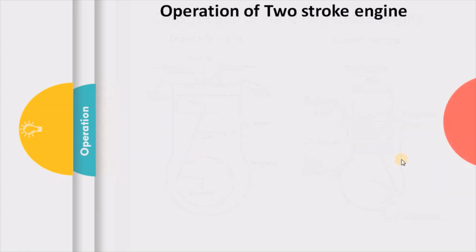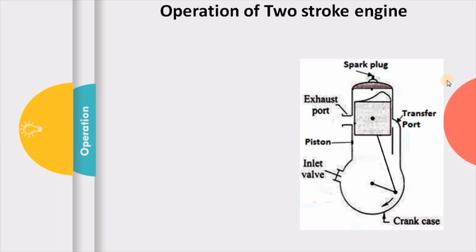Now let us move on to understand the actual operation of a two-stroke engine. So this is a two-stroke engine. We have here the exhaust port, transfer port, and an inlet valve. Now let us see what happens when the piston is moving from top dead center to bottom dead center. The top dead center is here and the bottom dead center is here. We are assuming that the piston is moving from top dead center to bottom dead center.